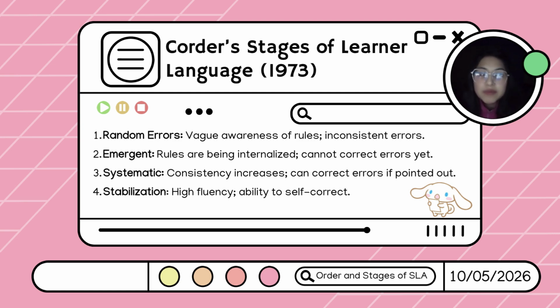Well, to wrap up, SLA is not random. It is a systematic and universal process driven by internal cognitive mechanisms. Understanding these stages helps us see that even when learners make errors, they are often on the verge of a major breakthrough.